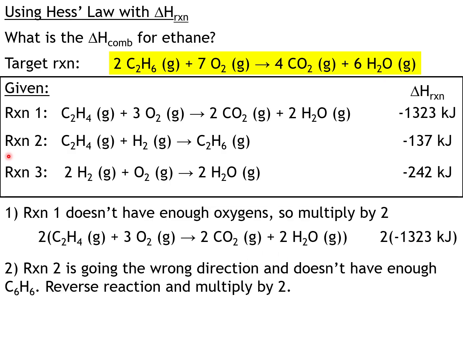Reaction 2 is going the wrong direction because we have C2H6 here as a product and we really want to have it as a reactant, and we have the wrong number. So we're going to flip the reaction, change the direction of this reaction, which means we're going to change the sign on the enthalpy value and multiply by 2.